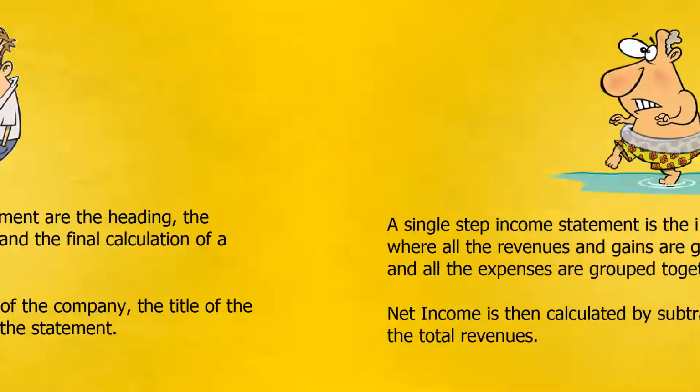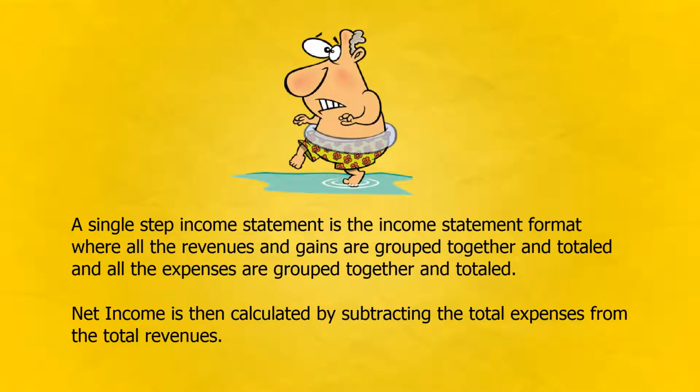statement. A single-step income statement is the income statement format where all the revenues and gains are grouped together and totaled and all the expenses are grouped together and totaled. Net income is then calculated by subtracting the total expenses from the total revenues.